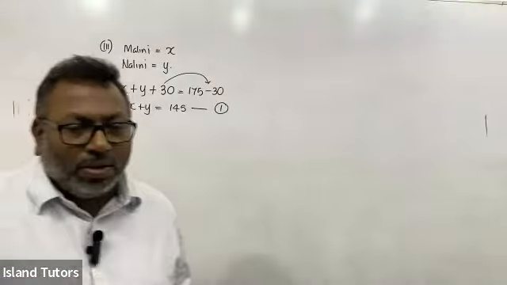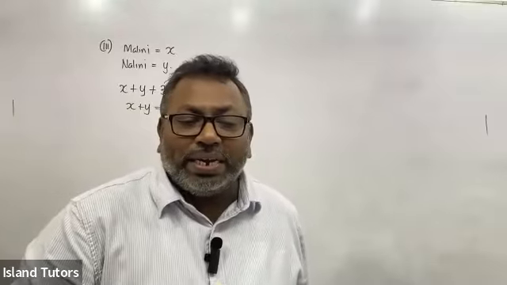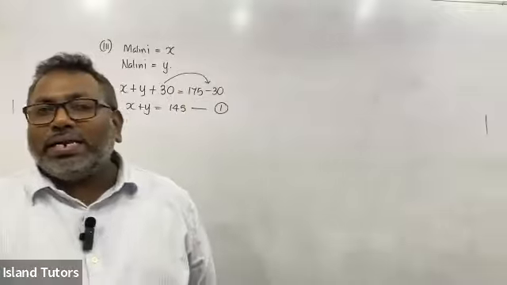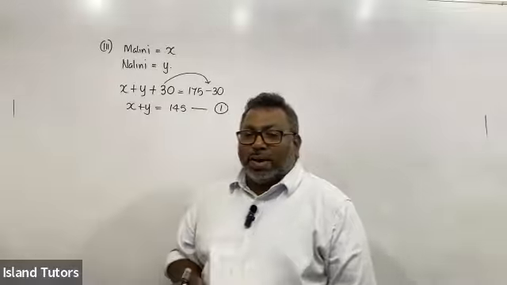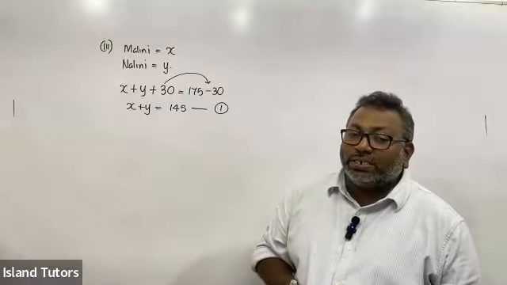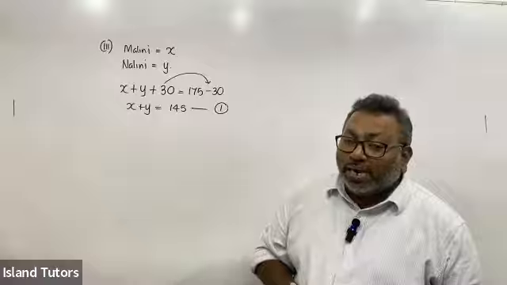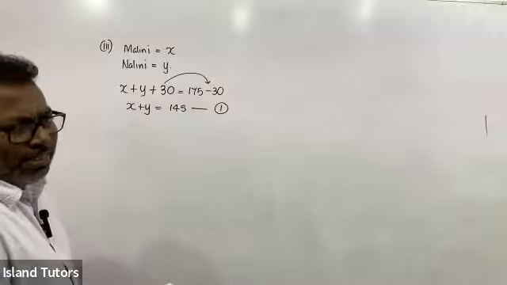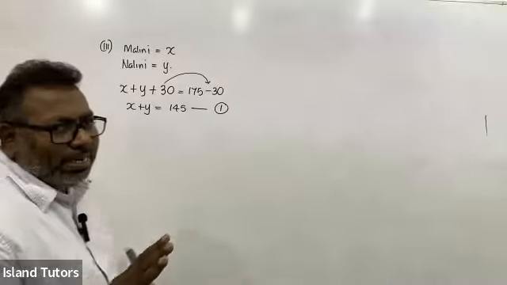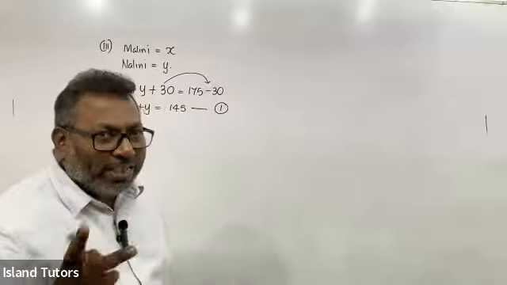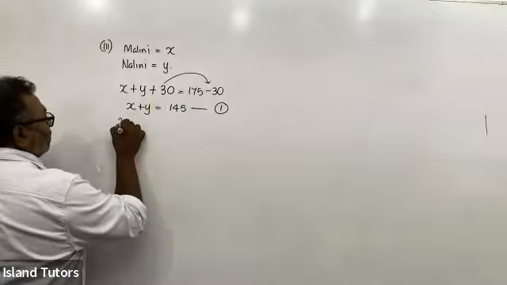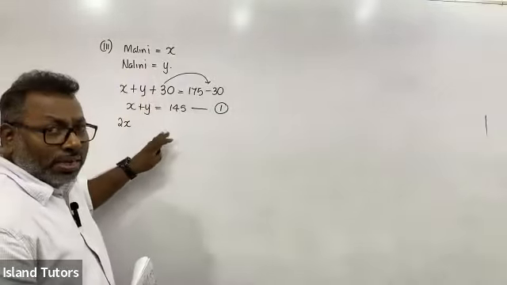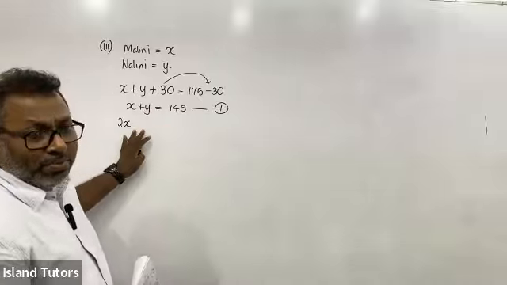They are saying Nalini has rupees 95 less than twice the amount Malini has. So Nalini has 95 rupees less than twice the amount Malini has. How do you write this as an equation? How much is Malini? X rupees. So twice of that is 2x. And Nalini is having 95 rupees less than 2 times what Malini has.